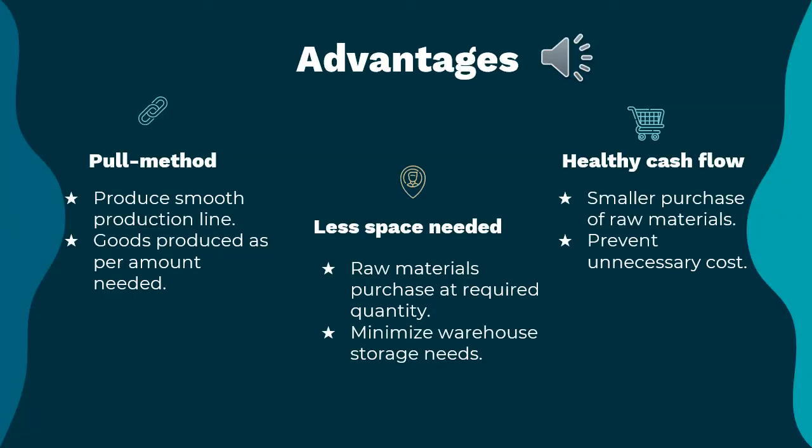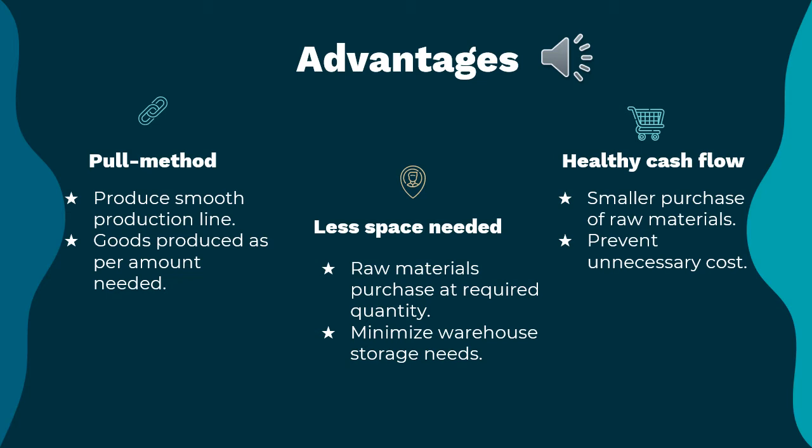These are the advantages of the just-in-time inventory system. The first one is the pull method. Pull method is where products are pulled from the upstream process to the next downstream process at the correct time with the correct quantity. The pull method contributes to smooth production as products will be produced only as they are needed for the next stage.